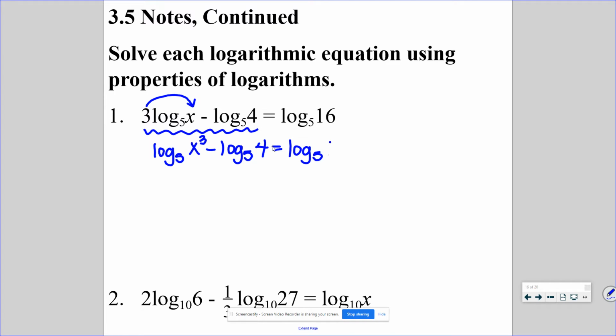We're going to take this left side of the equation and we're going to apply the properties that we know. And so we know that this 3 was an exponent. We also know that minus means quotient. And so that's going to condense my left side of my equation down to just log base 5 of x to the third over 4.